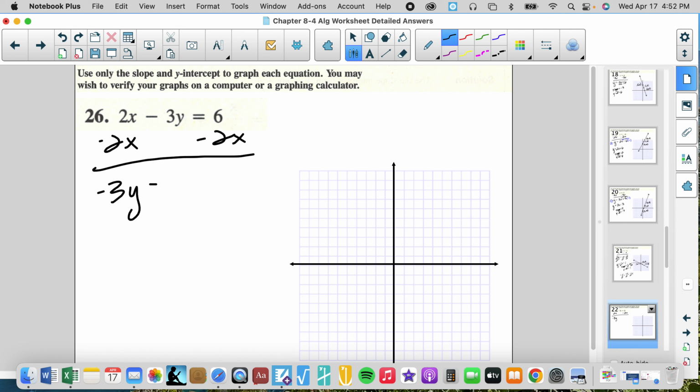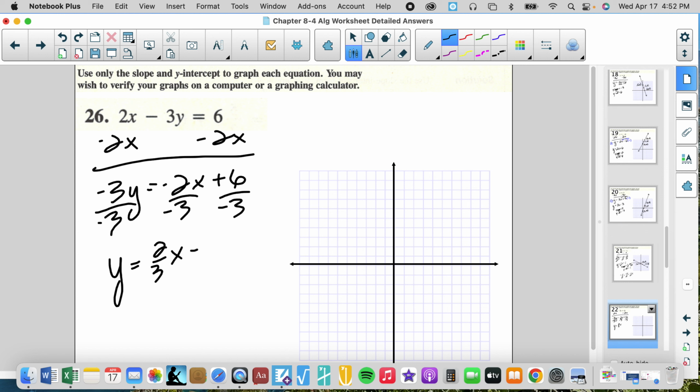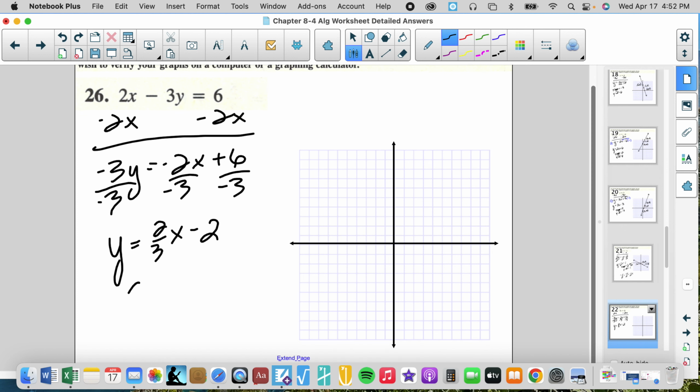Minus 2x, minus 2x. Negative 3y equals negative 2x plus 6. Divide everything by negative 3. We get y equals positive 2/3 x. Two negatives make a positive. Minus 2. Positive 6 divided by 3 is negative 2. I have a slope of 2/3 and a y-intercept of negative 2.